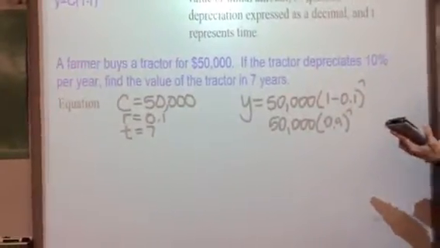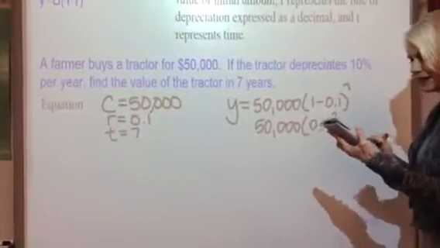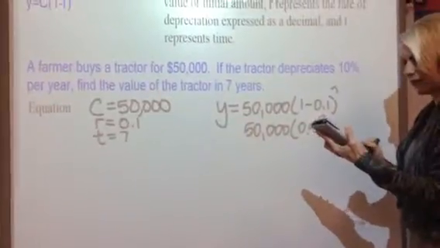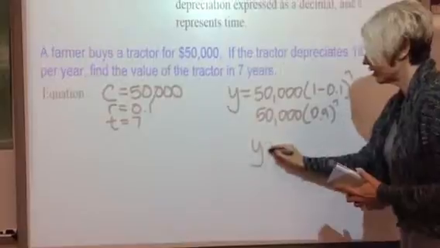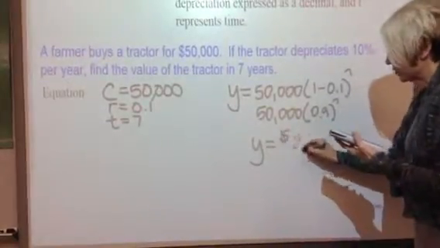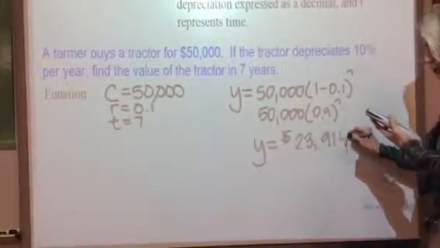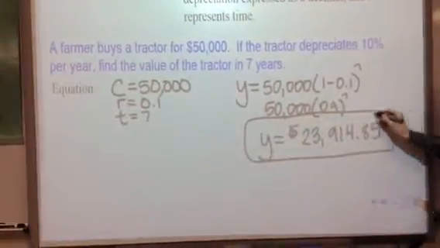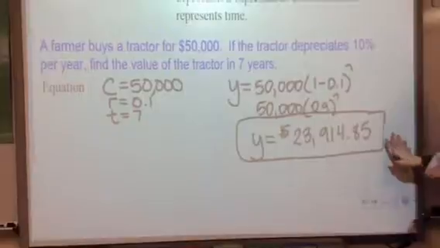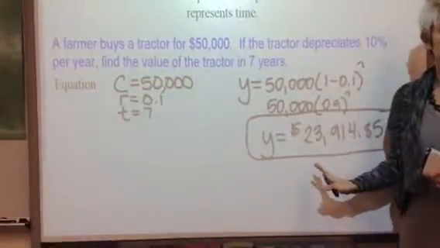Go ahead and do that now, 0.9 to the power of 7, and then we multiply times 50,000. Now this is going to be in money because this is how much money the tractor is worth. So we have $23,914.85. This would be the value of the tractor 7 years after it's purchased. Go ahead and try the depreciation example in your notes.